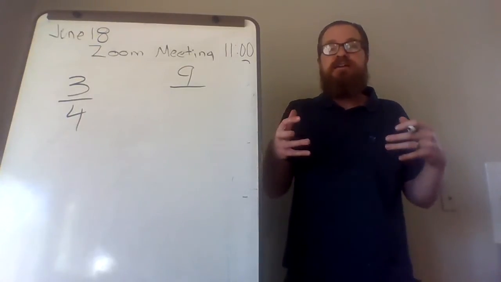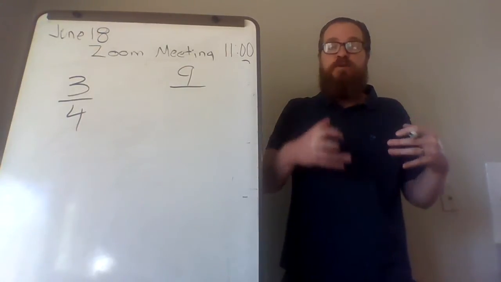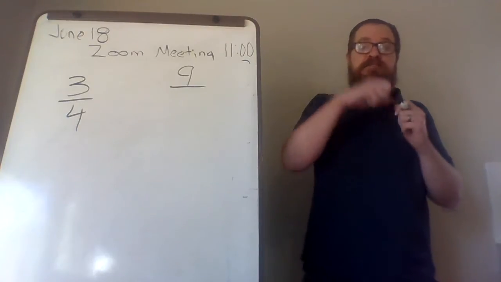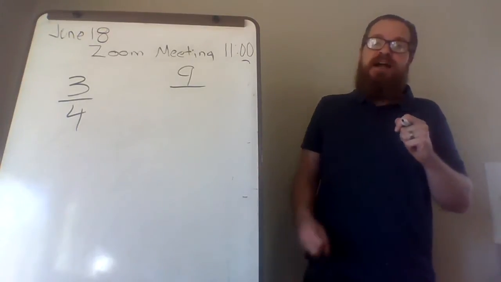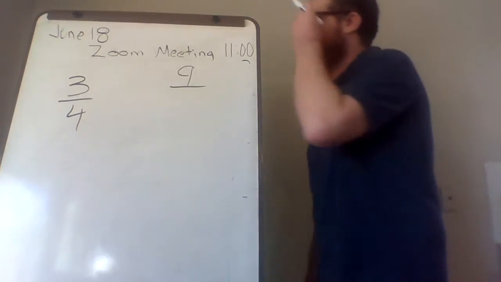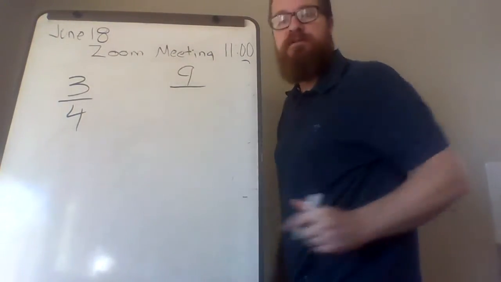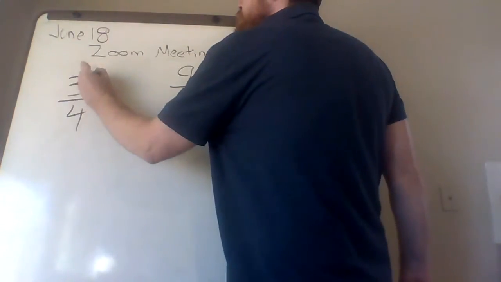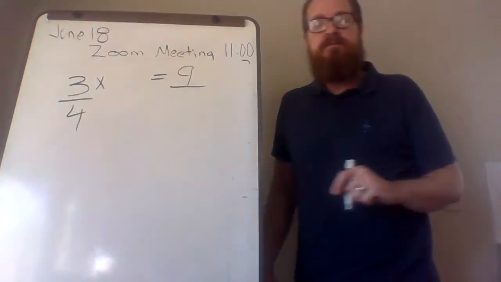Remember, there's only 2 things I can do to make equivalent fractions. I can multiply or divide. So if I'm making something smaller, I'm always dividing. If I'm making something bigger, I'm always multiplying. So in this case, it's multiplying because 9 is bigger than 3. So I think, what do I multiply 3 times to get 9?